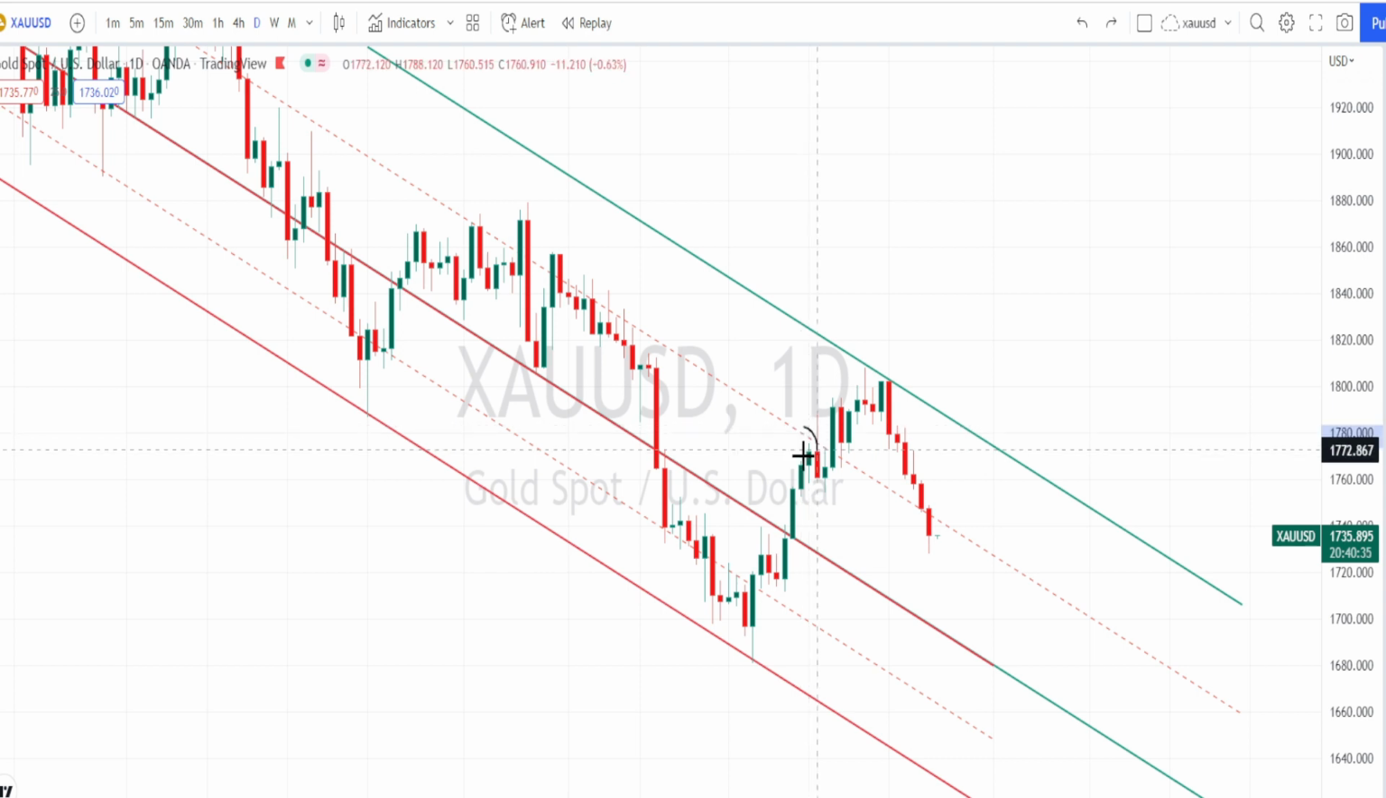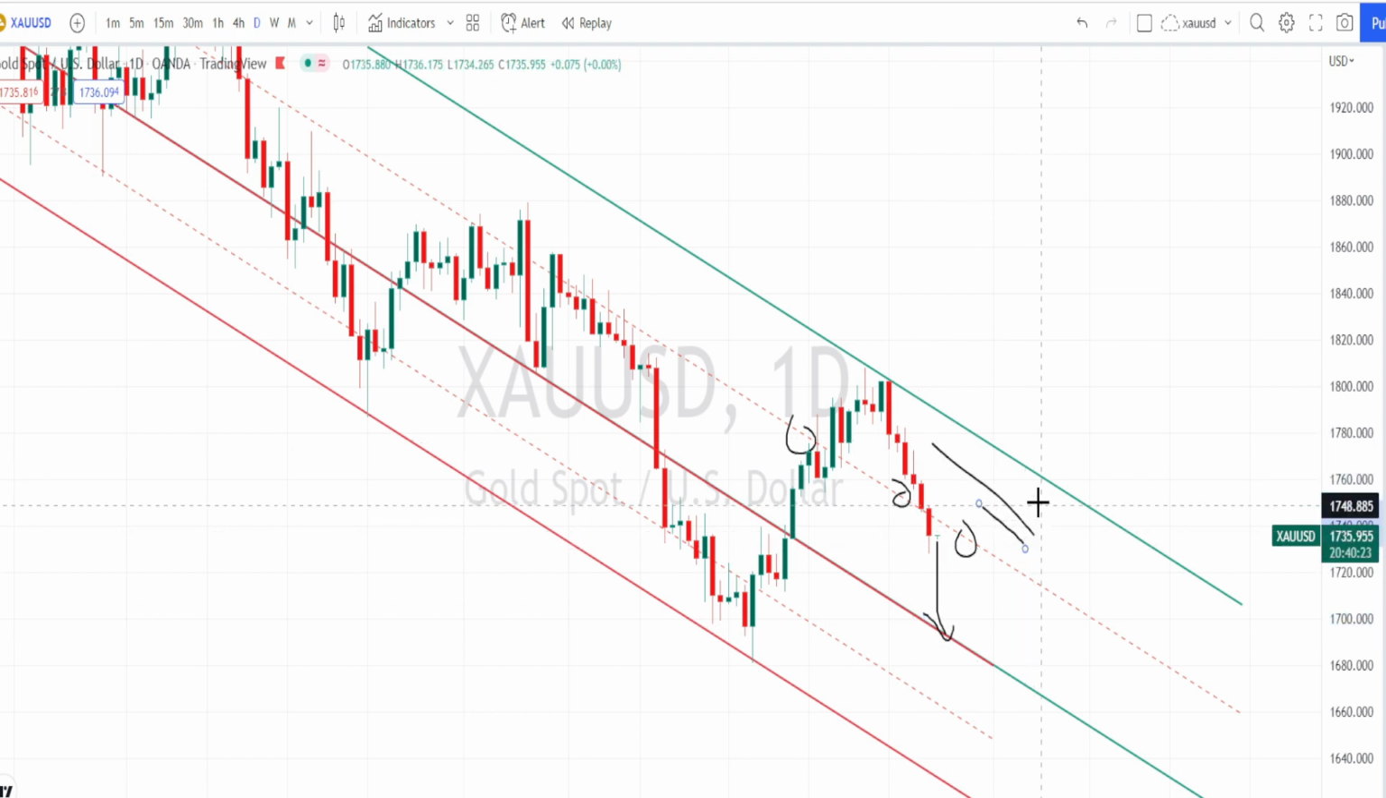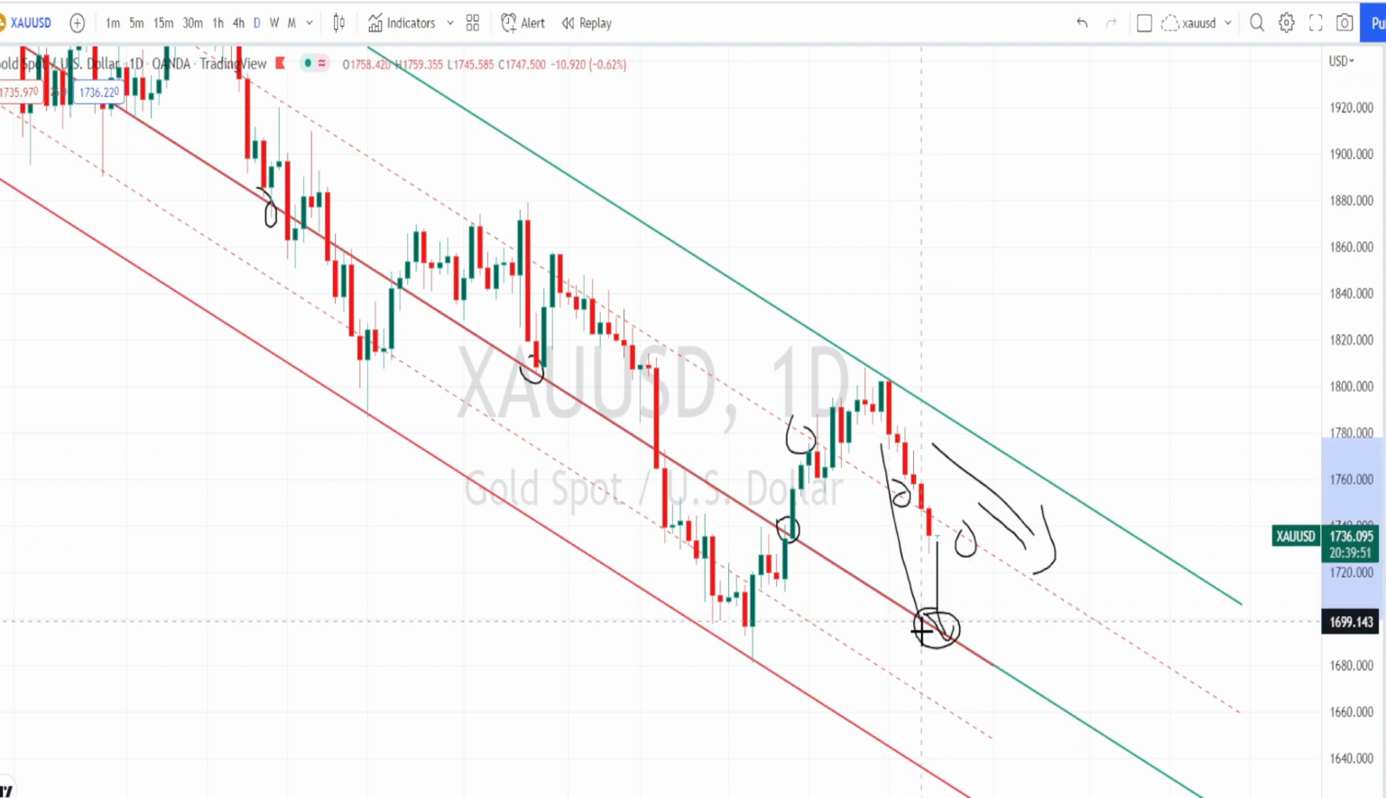It has also crossed the midline of the bearish channel pattern. You can see the dotted line. So if the bearish trend continues, the next level of support is going to be the support line of the bearish channel pattern from the daily time frame. So this line will be acting as a support for the current price action in the daily time frame.